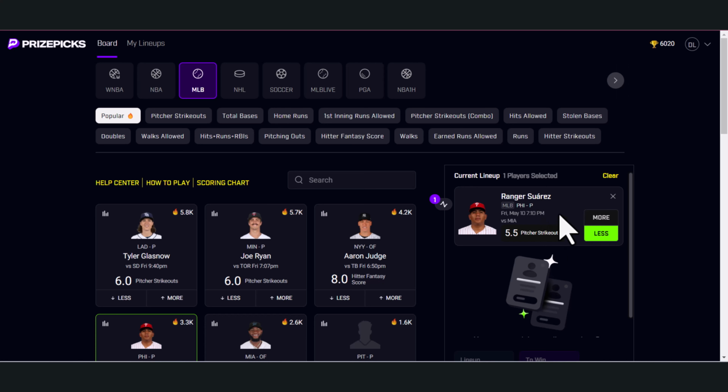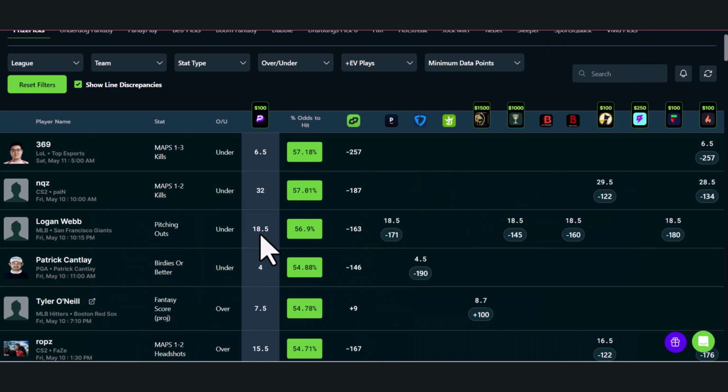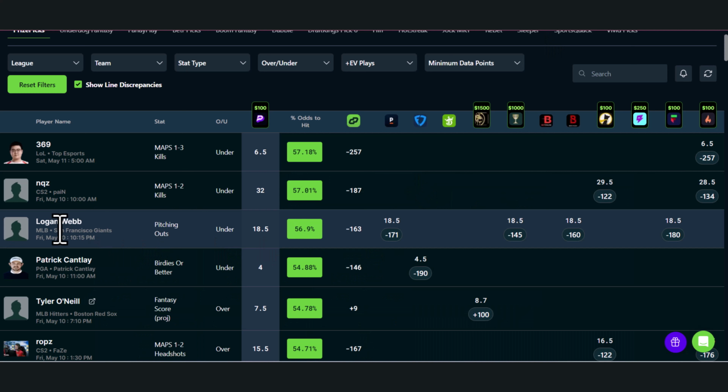But if you went on a sportsbook and looked for Ranger Suarez, you will realize that there's a money line that's attached to whether they'll go over 5 strikeouts or under. And that's exactly what this tool is showing you. If I'm using Logan Webb as an example, if you went to PrizePicks, all you would see for Logan Webb is over or under 18.5 pitching counts.